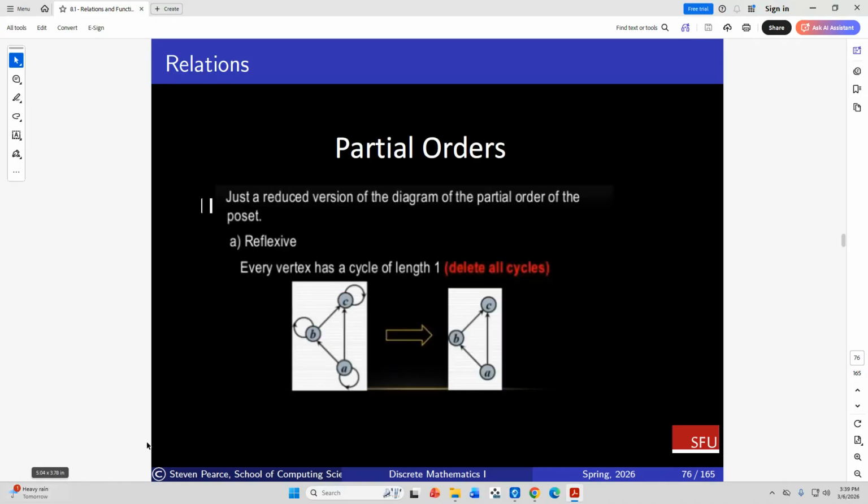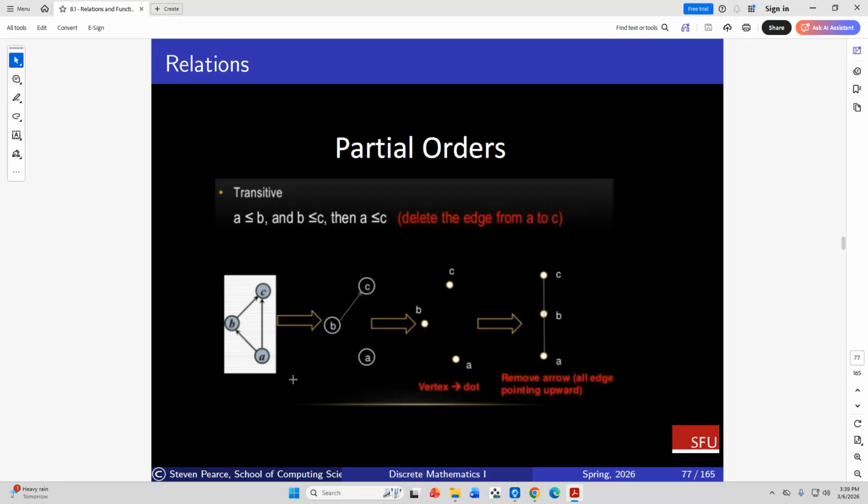So for partial orders, we simplify by first of all getting rid of all the loops. It's assumed if it's a partial order that there are loops here, so you just delete those loops. They're implicitly there, we just remove them to make the diagram look easier. What about the transitive part? We know that A goes to B and B goes to C means A goes to C. So we just get rid of that A to C, implicit in the transitivity. And so instead of this situation, we have this situation, because it's understood that this is a transitive relation.